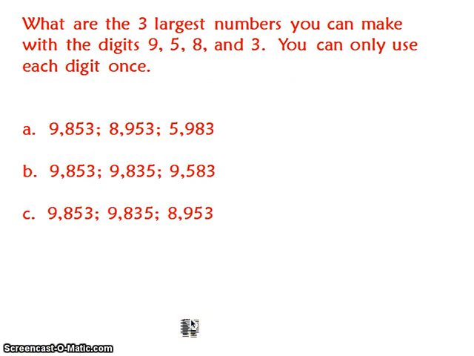Okay, this problem is exactly like the ones we just did, except they give you answer choices to choose from. But I'm not even going to look at my answer choices. I'm going to read my problem first. What are the three largest numbers you can make with the digits 9, 5, 8, and 3? You can only use each digit once. Okay, the first thing that I notice is that we're making the three largest numbers. Over here on the side, I'm going to show my work. I'm not just going to start choosing numbers.